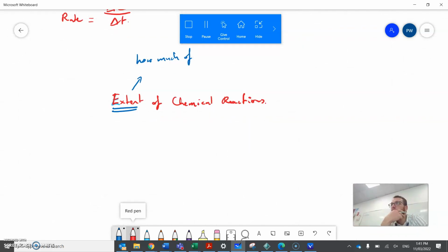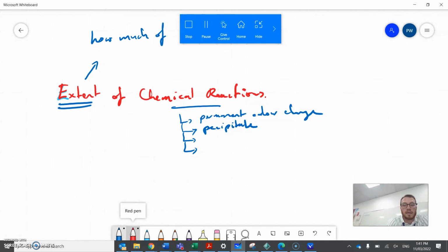And, well, what's a chemical reaction? What's our evidence of a chemical reaction? Right, so let's think about that. We've got different pieces of evidence for a chemical reaction. We've got permanent colour change. We've got the formation of a precipitate. Let's zoom in a bit more. Permanent colour change. We've got a gas or an odour released, right?